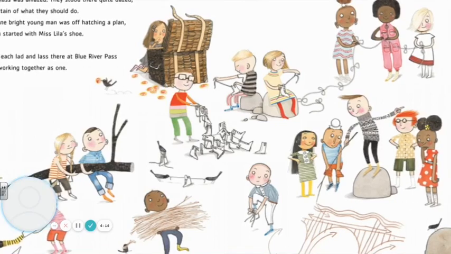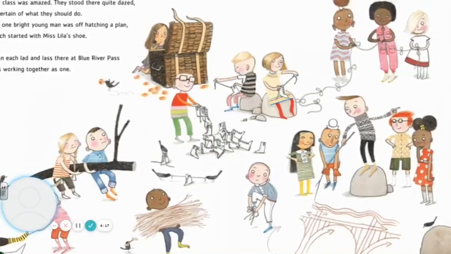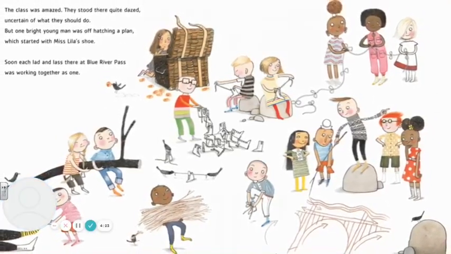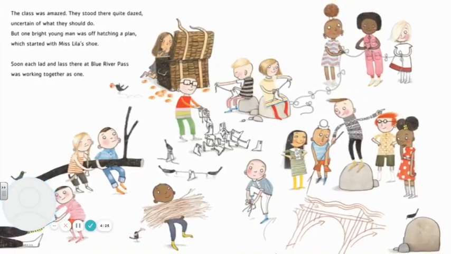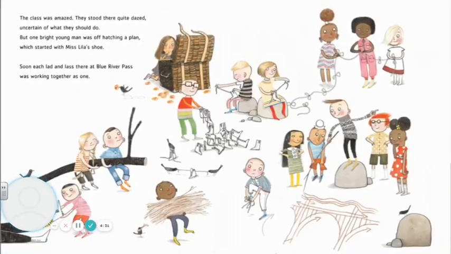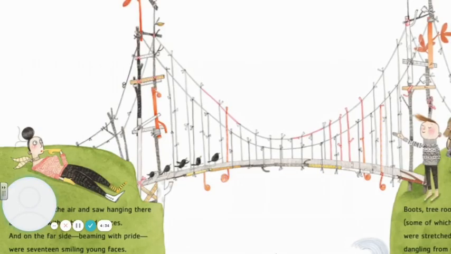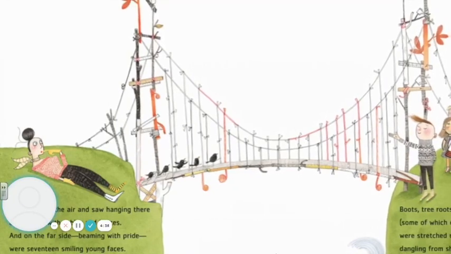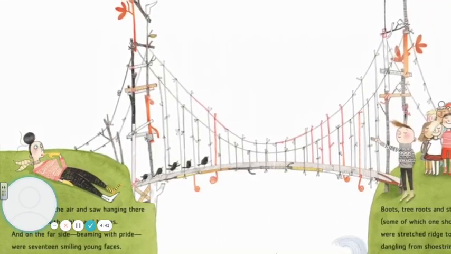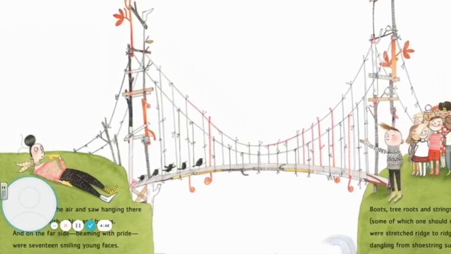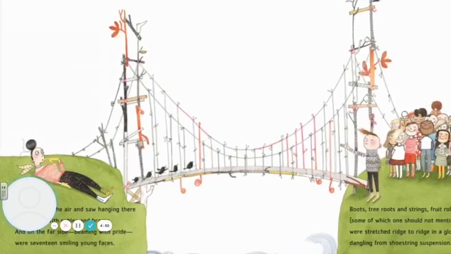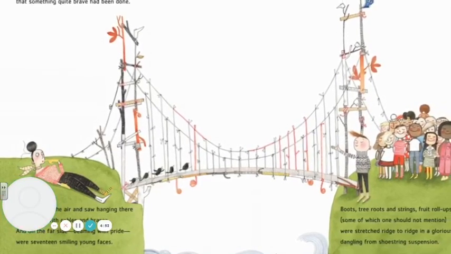The class was amazed. They stood there quite dazed, uncertain of what they should do. But one bright young man was off hatching a plan, which started with Miss Lilla's shoe. Soon each lad and lass there at Blue River Pass was working together as one. And when she came to, Miss Lilla Greer knew that something quite brave had been done. She looked in the air and saw hanging there a structure with cables and braces. And all on the far side, beaming with pride, were 17 smiling young faces.